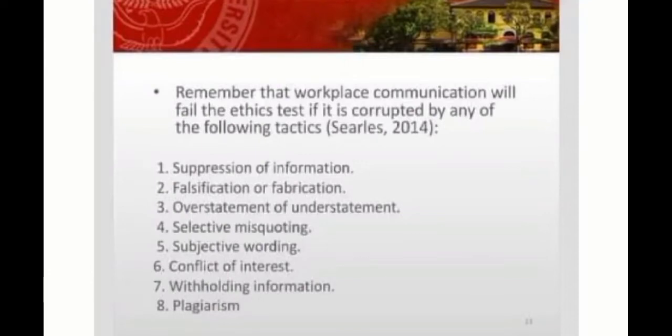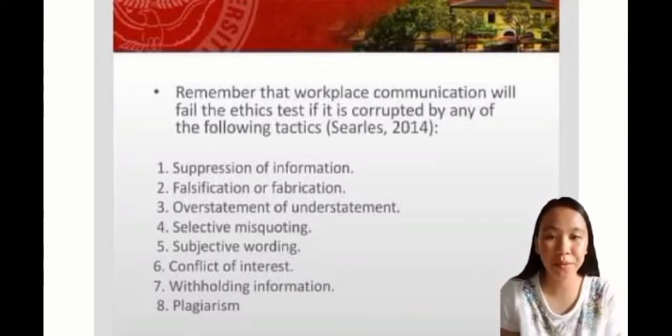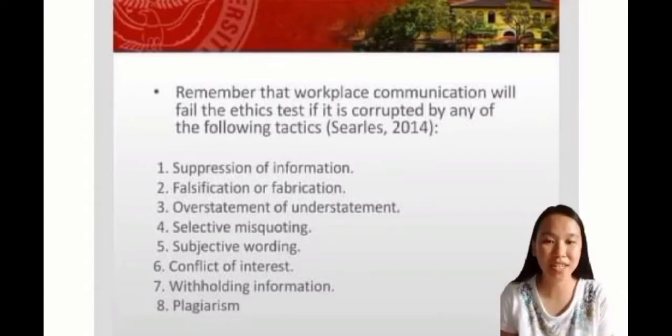Remember that workplace communication will fail the ethics test if it is corrupted by any of the following tactics, namely: suppression of information, falsification or fabrication, overstatement or understatement, selective misquoting, subjective wording, conflict of interest, withholding information, and plagiarism. Thank you very much, and that's the end of my discussion.